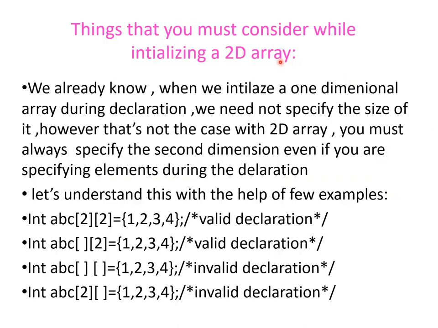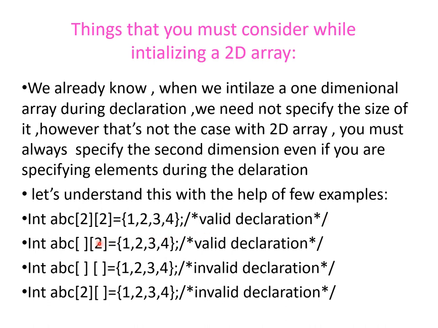Things that you must consider while initializing a 2D array. We already know that we can initialize a one-dimensional array during declaration without needing to specify its size. But in a 2D array, we must specify the second dimension, even if we are specifying the elements during the declaration. Let us understand this with the help of a few examples.